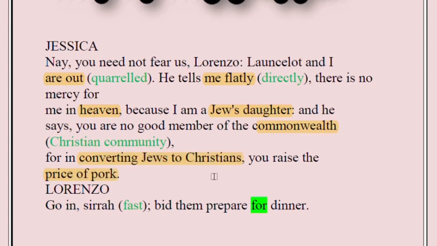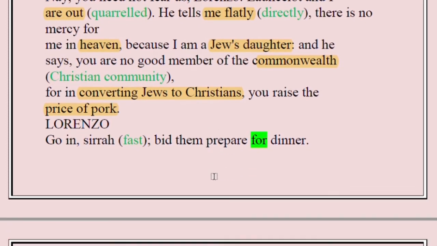You are not a good Christian because you are increasing the number of Christians by marrying me and changing me into a Christian. You have increased the number of Christians, and by that, what will happen is the demand of pork will rise, and then there would be no pork for him to eat. Lorenzo: Go in, Sirrah. Sirrah means fast. Go fast, bid them prepare for dinner.